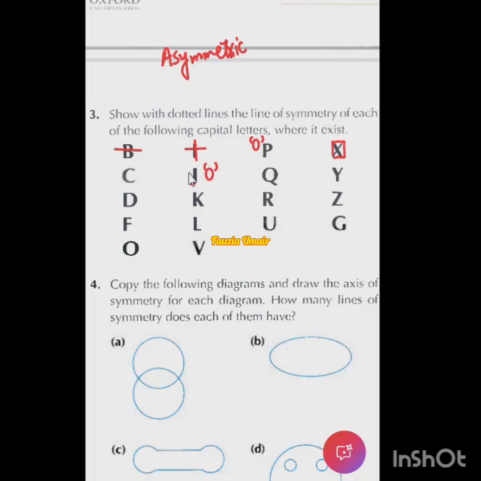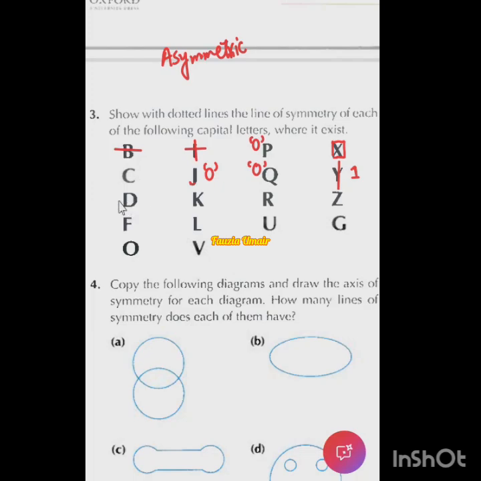If we cut it in this way, then there is a curve below and it's not there on the top. If we cut it with a vertical line, it is on one side but not on the other side. So it is also asymmetric, right? So what about Q? 0. What about Y? 1. 1 actually, like this. Yes, ma'am. So 1. What about D?